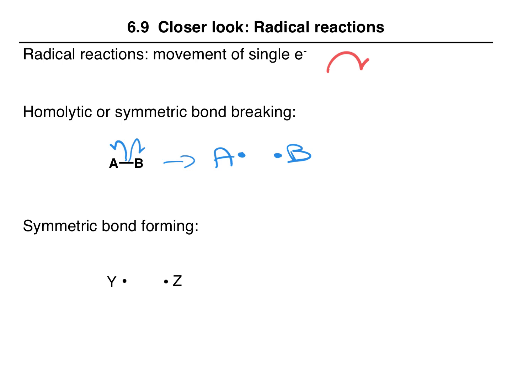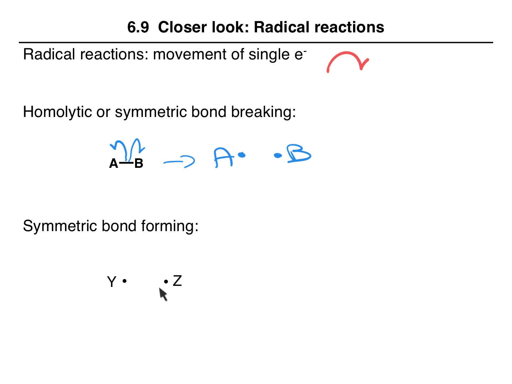So the radical then is an unpaired electron. What used to be the shared pair, one electron goes to each atom so that now each atom has an extra electron. We can also have symmetric bond forming.